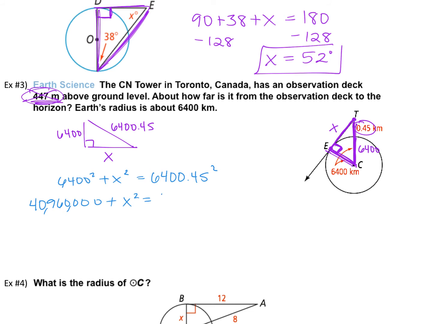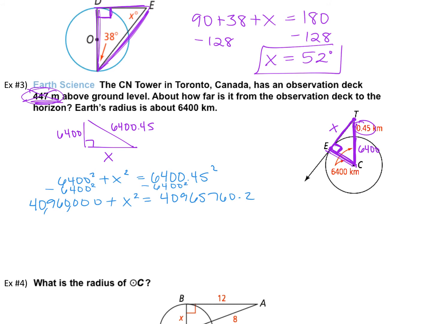You may write the whole thing out like this. Okay, what I would do is not this. I would just plug in 6,400.45 squared minus 6,400 squared, okay? I would just do this, but here's the deal.